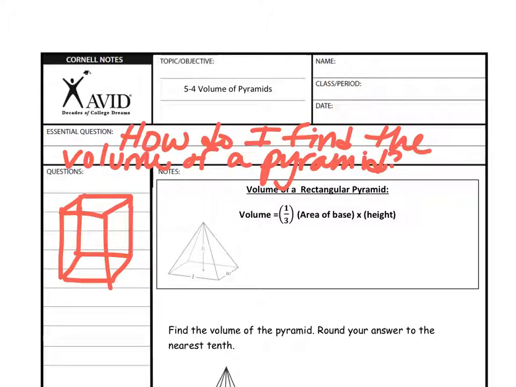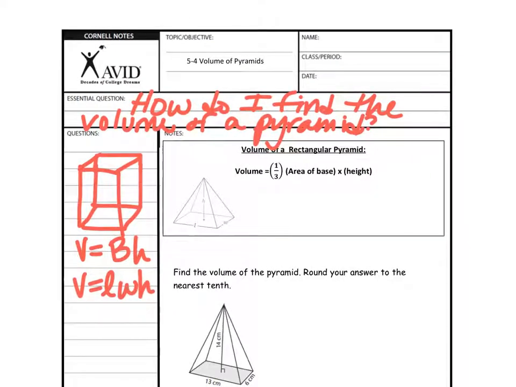The volume of a rectangular prism we've talked about before is the area of the base, which is a big B, times the height. Or we also talked about length times width times height. So those are the two ways: area of the base times the height, or the volume of a box is length times width times height. So if we're talking about a rectangular pyramid, it's going to be 1/3 of the area of the base times the height.